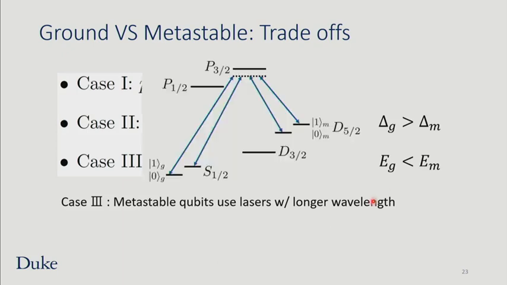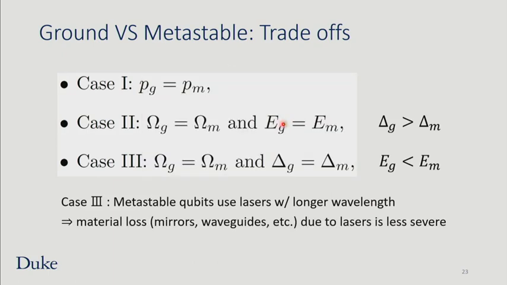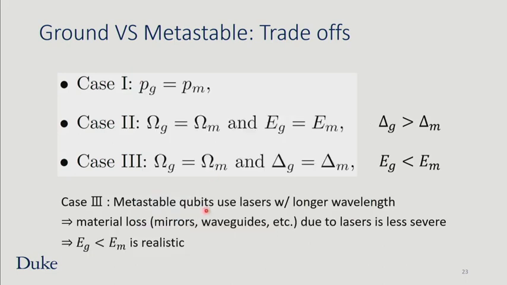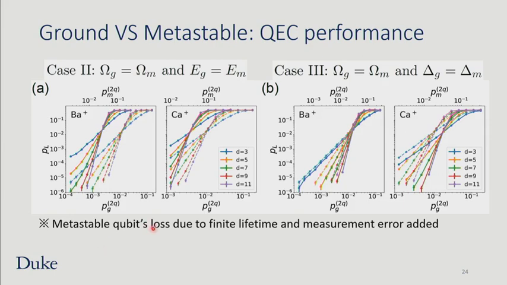metastable qubits use lasers with longer wavelength, just because it's closer to the P states. And we're not really limited by the laser power directly from the laser itself, but we are rather limited by lasers burning mirrors. Happens in our lab all the time. So this is what happens when you have too strong, too high short wavelength laser on the mirrors. So we can't afford this. And since metastable qubits use lasers with longer wavelength, we believe that this EM larger than EG is a realistic regime to consider. Okay, with that, let's look at case 2 and case 3.